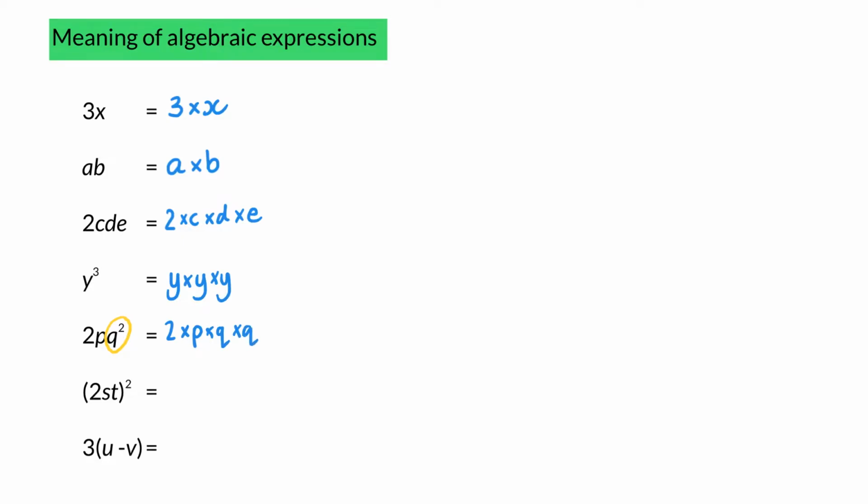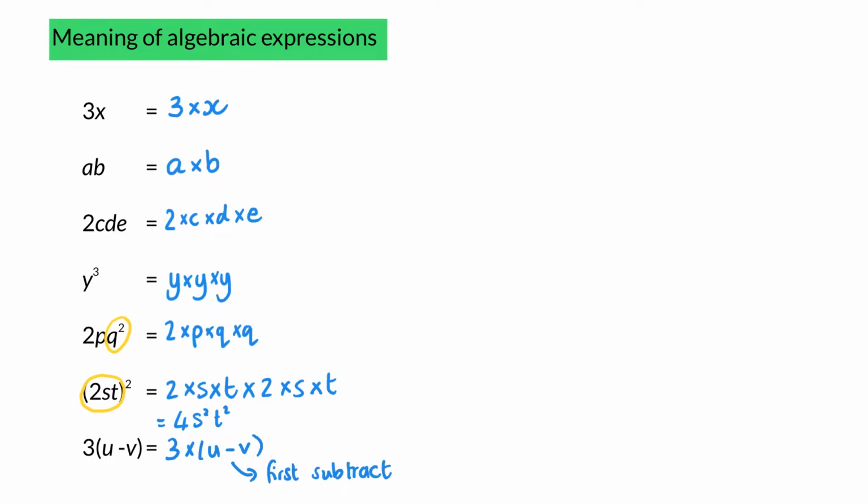However, if I want the square sign or the exponent to apply to everything, I put a bracket around the whole expression. And so here I'm going to have 2 times s times t times 2 times s times t. And what that will equal to is 2 times 2 is 4, s times s is s squared, and t times t is t squared. In the last example I have here, what this means is I'm saying 3 times by u minus v. So here I would first need to calculate the brackets, first subtract, and once I have the answer from what I've subtracted, then I'm going to multiply by 3.